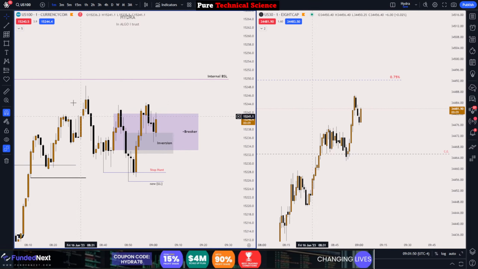So this is what's happening. We do have relative equal highs here. We can target that.